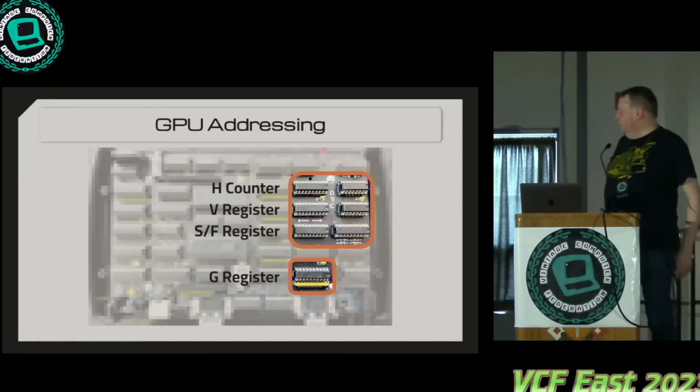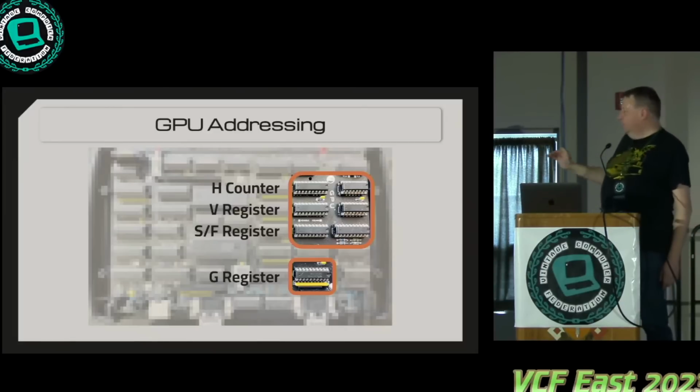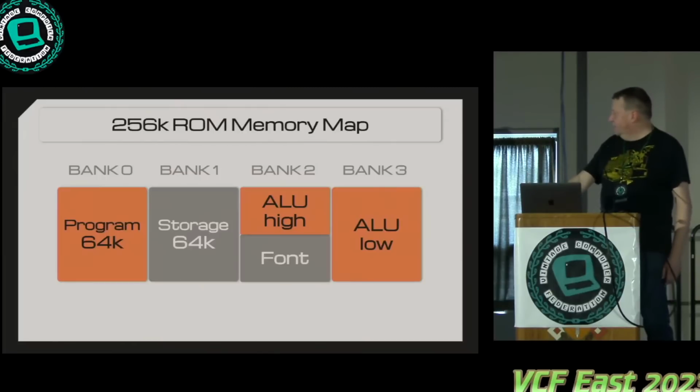Don't worry too much about that. It's basically just almost like a simplified CPU. There's no program running on it. The H counter runs continuously, and then the CPU has to update that V register. Then the SF registers live there, and then this G register.